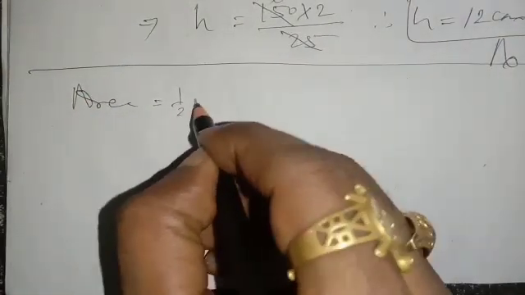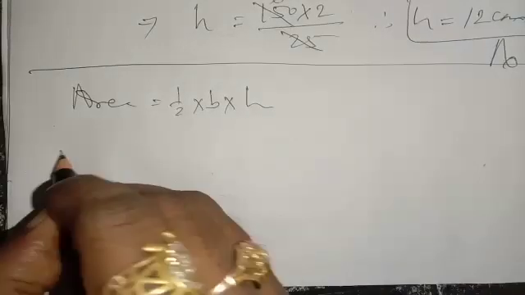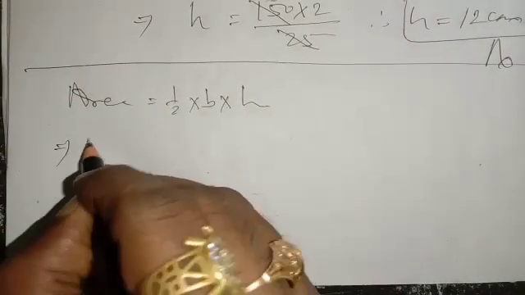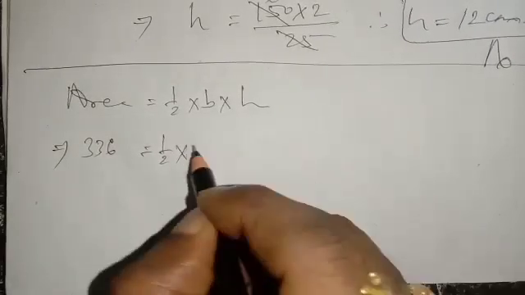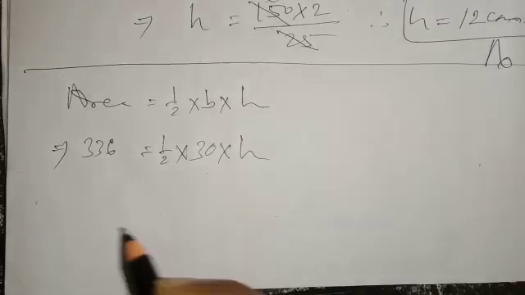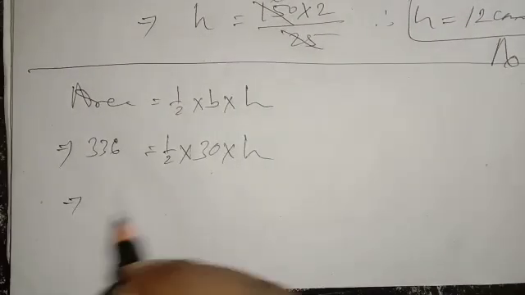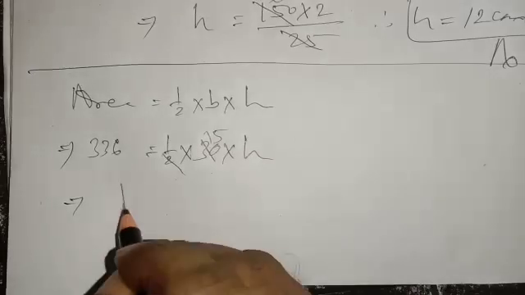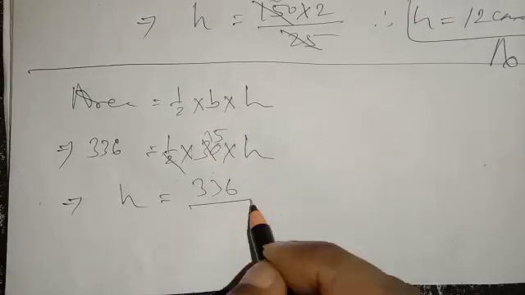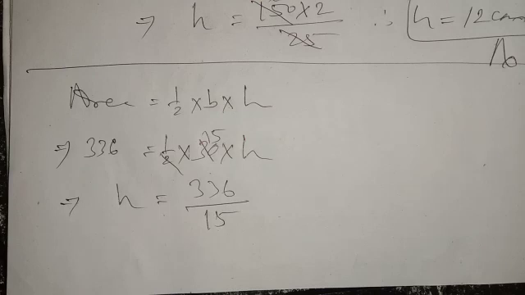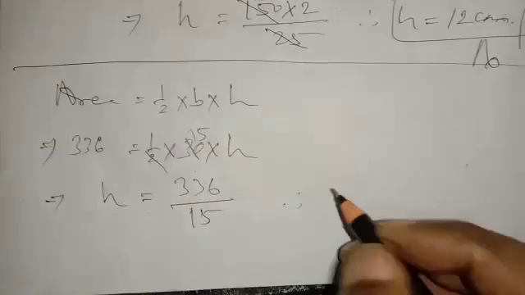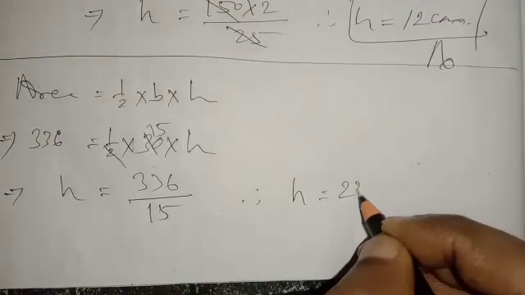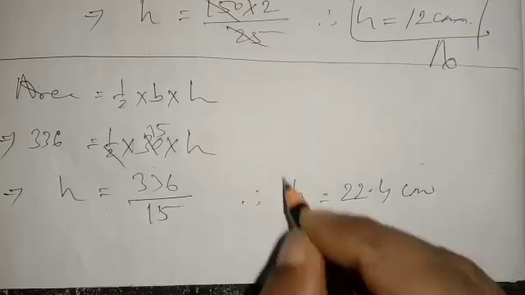Area is equal to half base into height. The area we got is 336. So 336 is equal to half, base is 30, into height. This is the altitude. 30 by 2 is 15. Therefore, the altitude is equal to 336 by 15. Just divide. 336 divided by 15 comes to 22.4. Therefore, the altitude is equal to 22.4 centimeter.